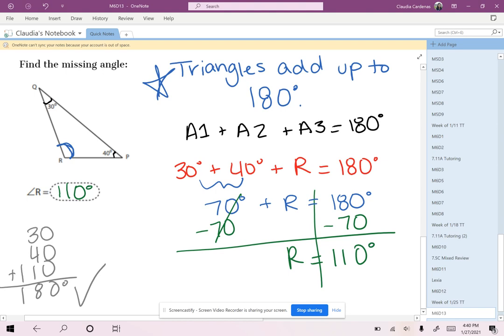So let's stamp. When finding the missing angle in a triangle, we first write an equation adding all the angles together to get a total of 180. And we can then solve this equation using inverse operations. So make sure you put those numbers next to your notes, and we're going to try some more independently.